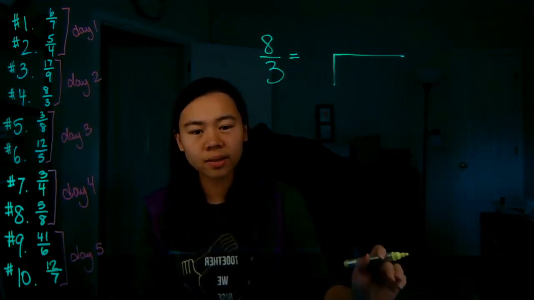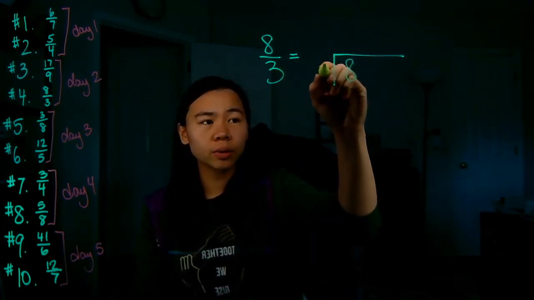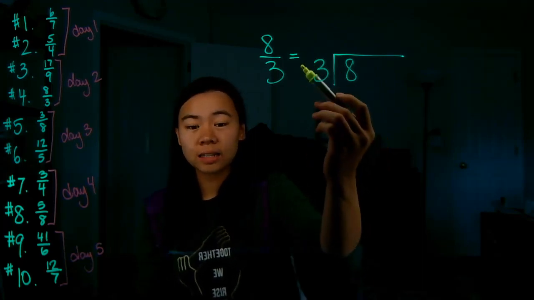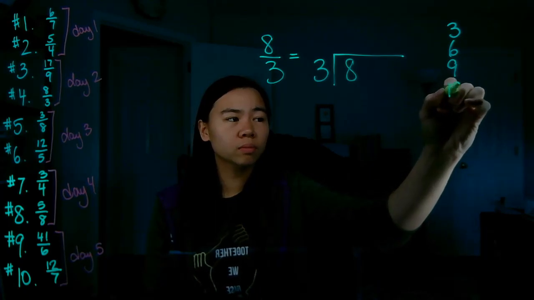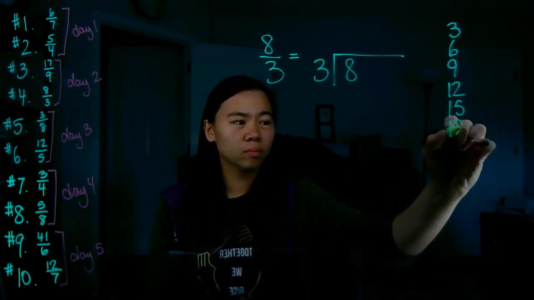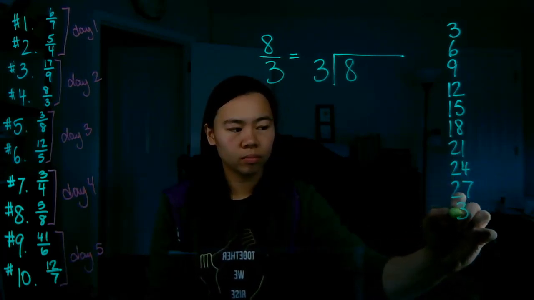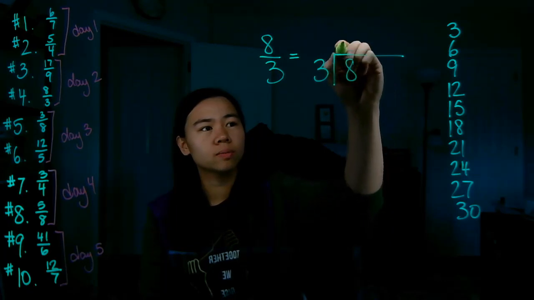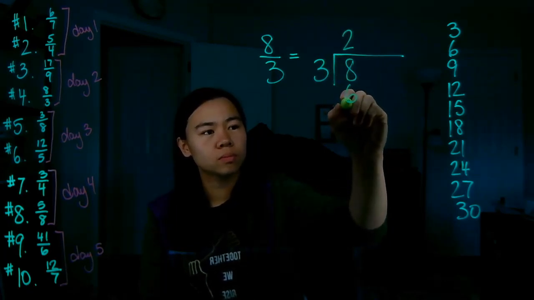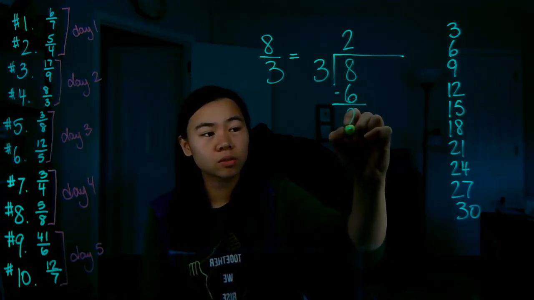Okay, our next problem is 8 thirds, which is another improper fraction. Our 8 is going to go inside, our 3 is going to stay on the outside. This is 8 divided by 3, so we're going to list our multiples of 3. Okay, I'm just going to stop right there. How many times can 3 go into 8? Twice. 2 times 3 is 6. 8 minus 6 is 2.